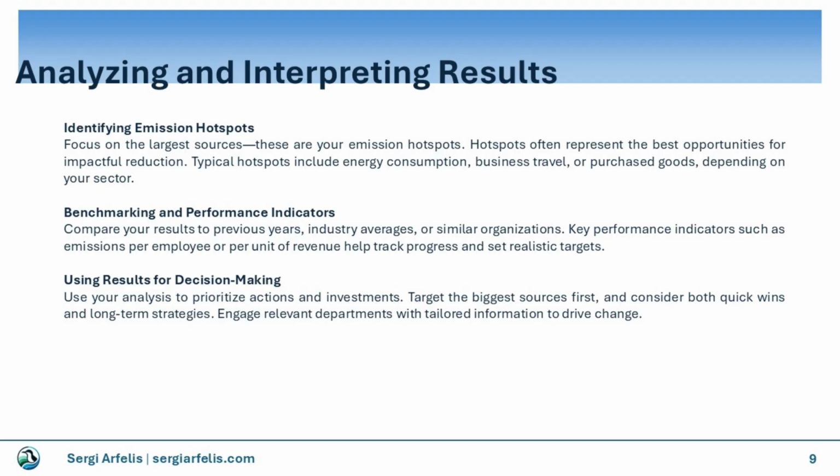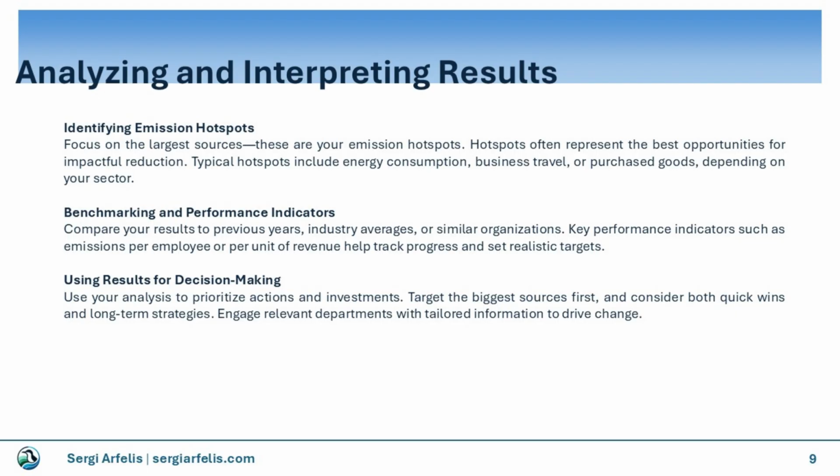Now that you've identified and classified your company's emission sources, the next step is to analyze and interpret your results. This is where your data becomes actionable and starts to drive real business value. In case you were expecting more details about environmental factors and how to use them, you can consult my videos about PCF or LCA, where this is explained in more detail. For the sake of not repeating too many concepts, I will skip it here to talk about analyzing and interpreting results. First, you want to focus on identifying emission hotspots. These are the largest sources of emissions in your company, and they often represent the best opportunities for impactful reduction.